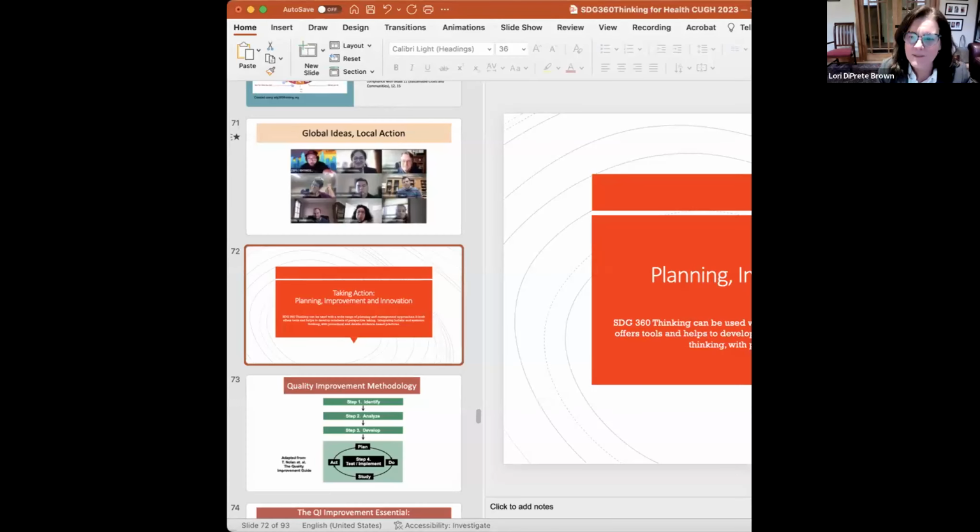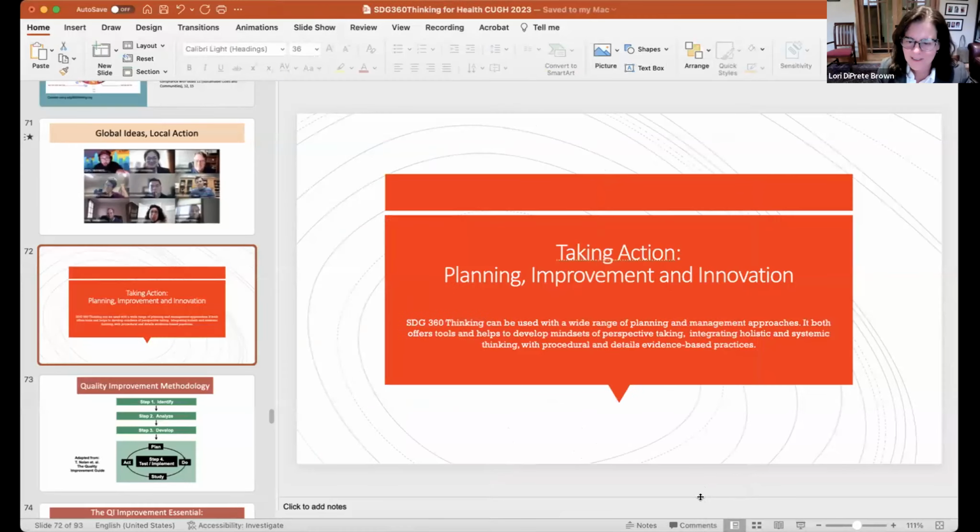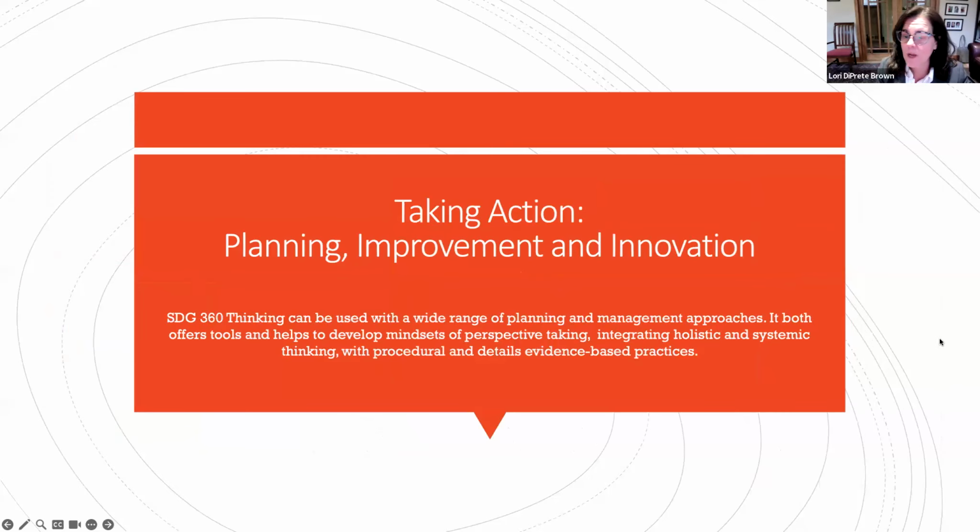Okay, so even though Carmel is gone, I love what she said, because she was kind of saying, so what, right? And I think we should always say, so what? If it's in our minds, we need to say it out loud, because it doesn't matter if you can produce beautiful graphics that look like multi-petal daisies if they don't lead us to action. And so how does this fit in with planning, improvement, and action?